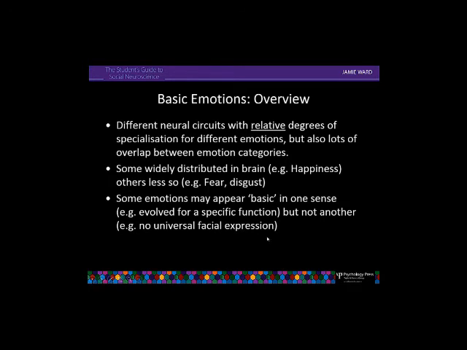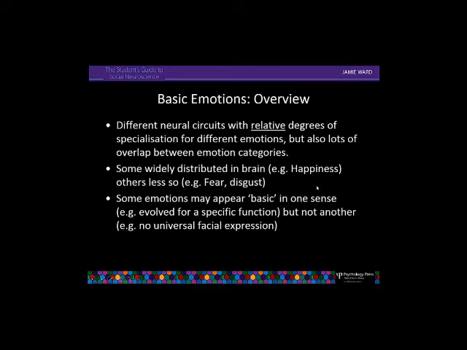So where does this leave the idea of basic emotions? I think we can say that there are different neural circuits with relative degrees of specialization for different emotions. Those circuits might be at the level of whole anatomical structures like the amygdala, or it might be at other levels such as a particular nuclei within them. But nevertheless, there is some idea of relative specialization.